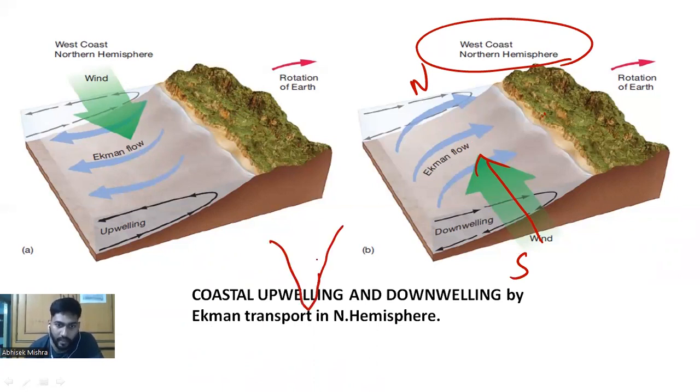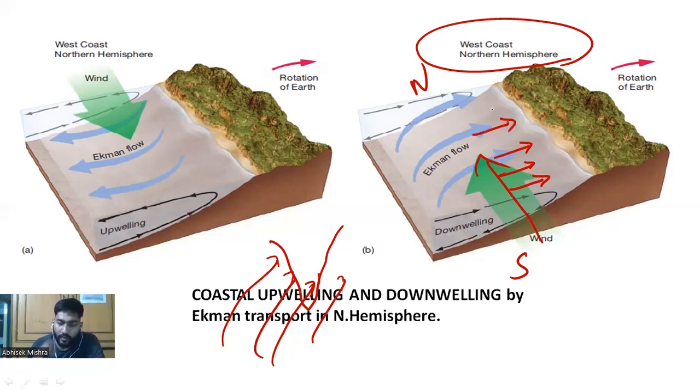In the western part of the Indian subcontinent, wind is flowing like this, right? During the southwest monsoon, wind is flowing like this. So wind direction is from south to north. Okay. So during that time, what will happen? What will be the resultant motion of the surface water column? According to Ekman transport, it is towards the right of the wind direction.